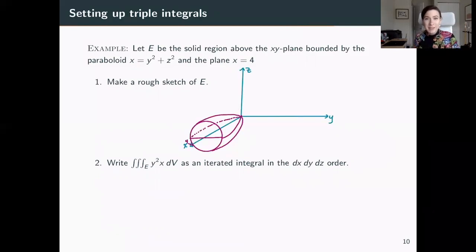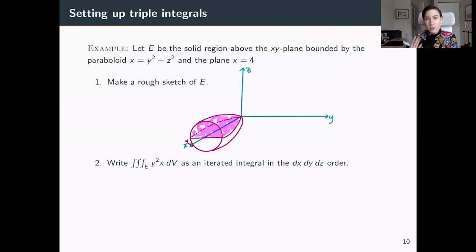This is my best attempt at drawing this region E. The key here is to recognize that technically the paraboloid goes on infinitely, but we're cutting it off at the plane x equal to 4, and we're also only looking at above the xy plane. So the total region that I'm wanting to consider is given by this filled region here.